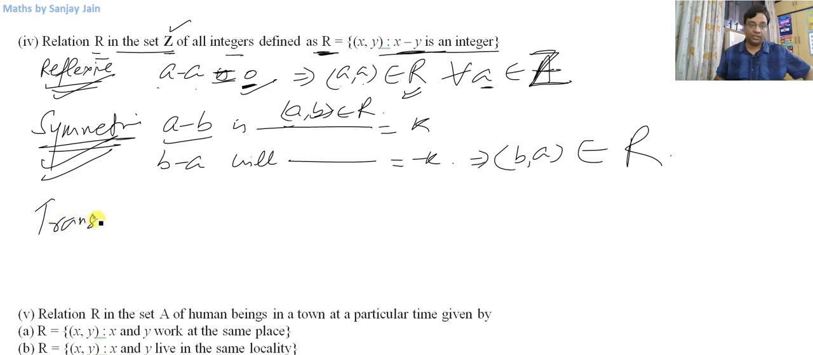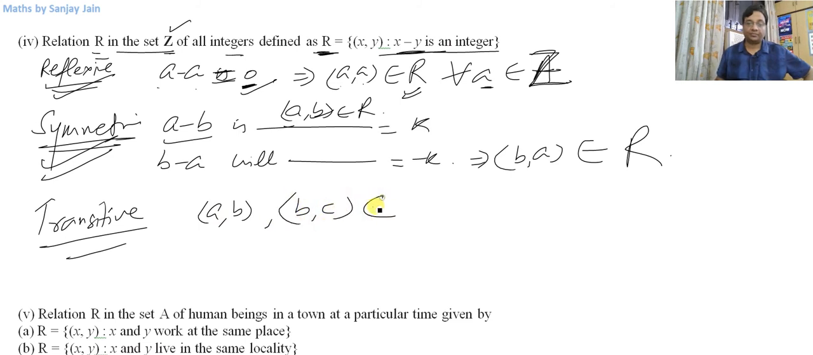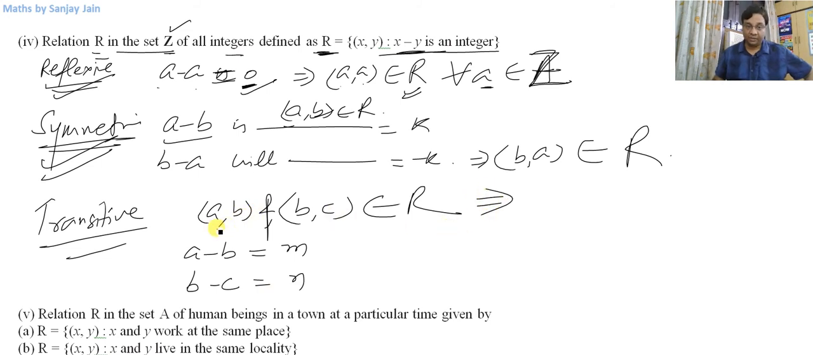What about transitivity? If A comma B is present and B comma C is present in relation R, that will mean A minus B is an integer. Let us take it as M. B minus C is an integer. Let us take it as N. We need to check whether A comma B and B comma C imply the presence of A comma C. If it also belongs to relation R, then we will say it is transitive.